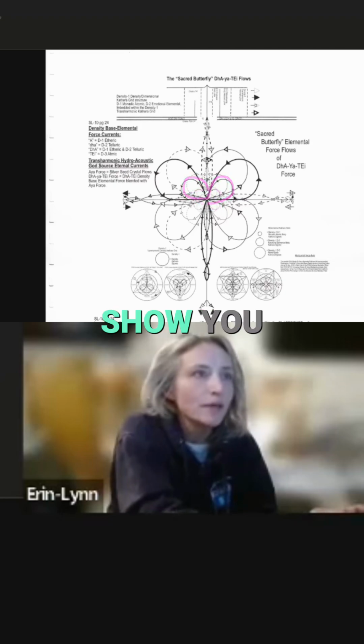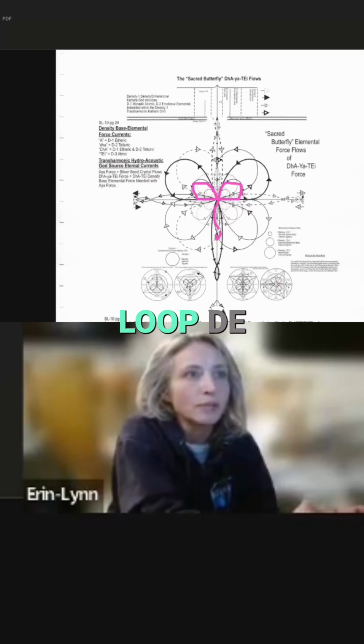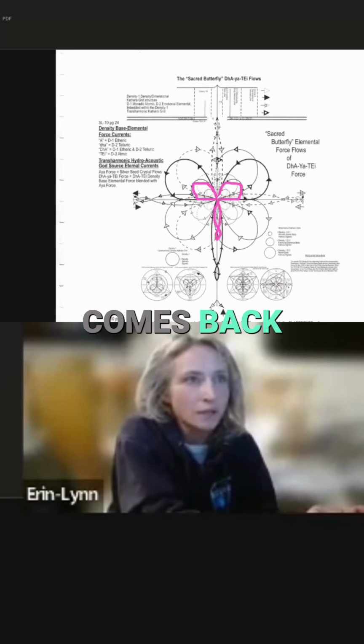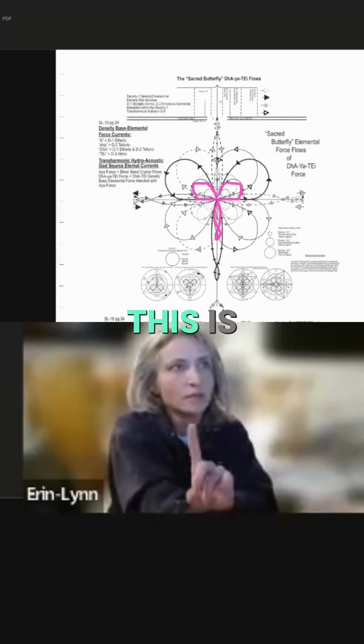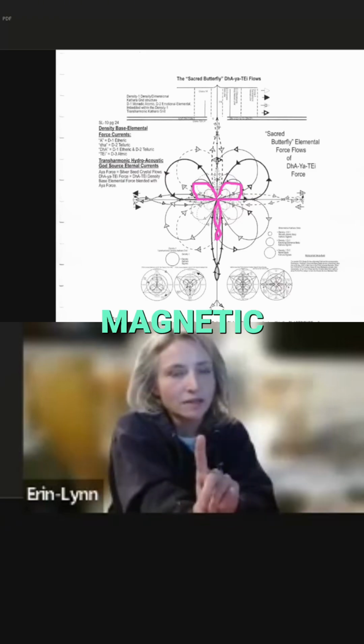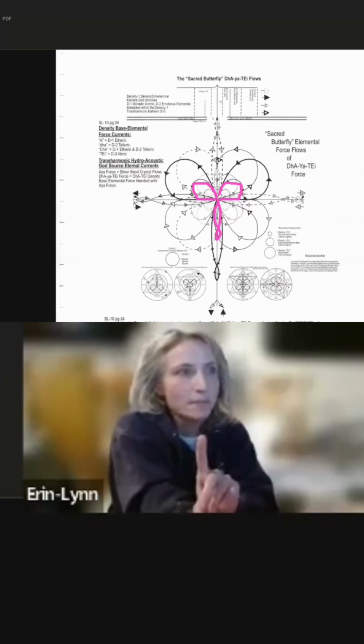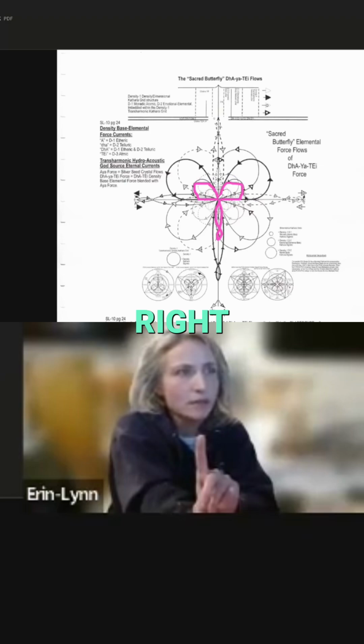So actually, let me show you how they go. This would come up, around, back in, across the rod, come over here, make the other wing. Then it goes down here. It makes a little loop-de-loop, figure 8, and comes back to the core. This is one of the sacred butterfly flows, would be the first one. This would be the magnetic spiral. Is that right? Yeah, that's the upside down.